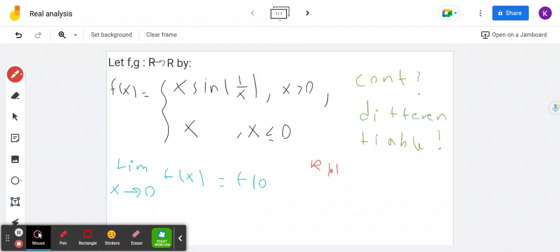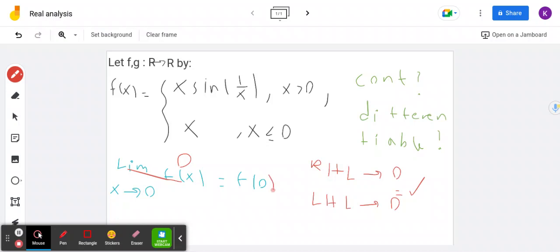As x approaches 0 from the right, x sine of 1 over x goes to 0 because of the squeeze theorem. And the left-hand limit, which is for x less than or equal to 0, as x approaches 0, x also approaches 0. So we have concluded that the right and left-hand limits are equal. That's a good thing, because if the left-hand and right-hand limits are equal, then the limit exists.